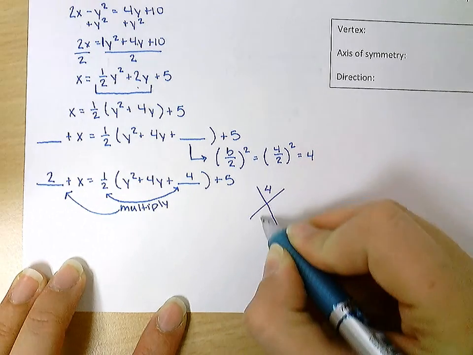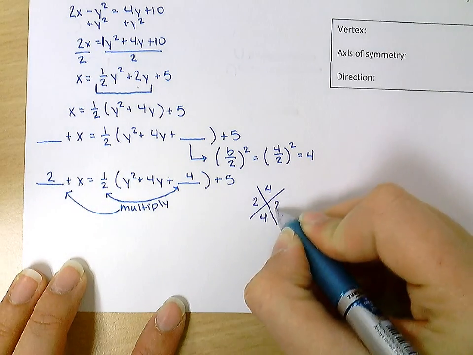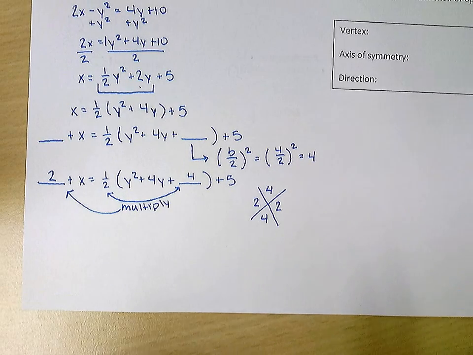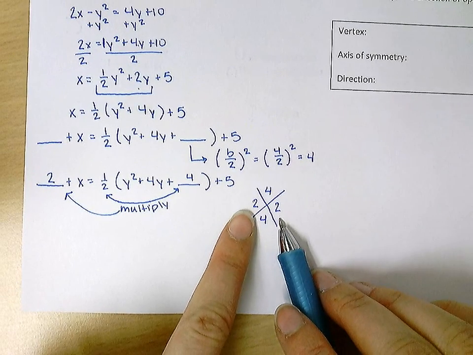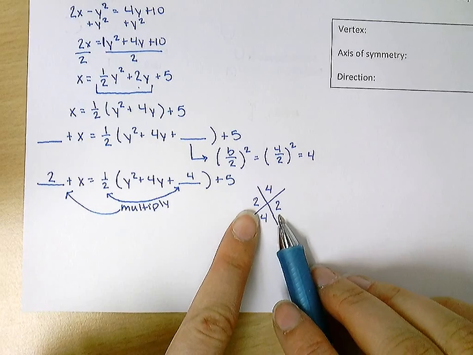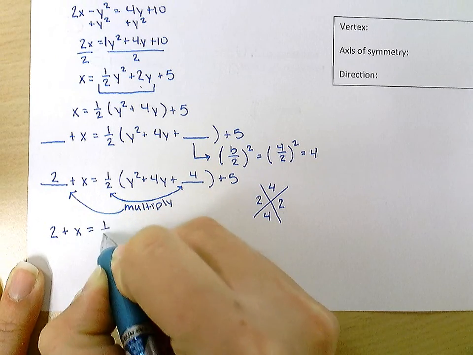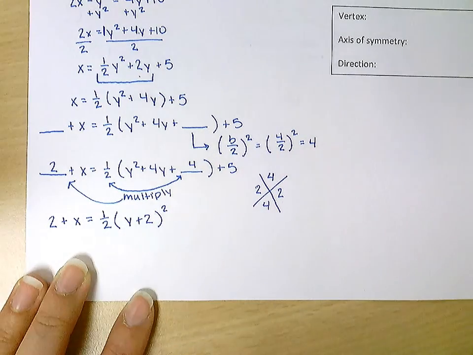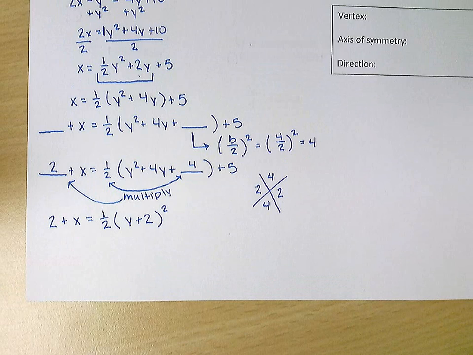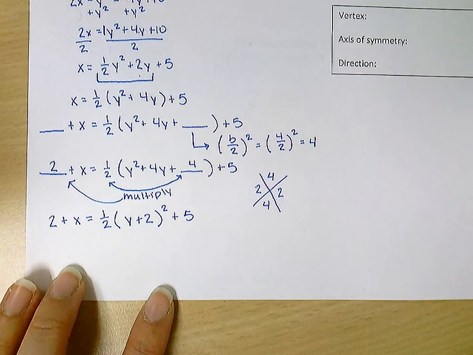Next, I want to factor what's inside of these parentheses. So what multiplies to 4 and adds to 4? Again, it should always be the same number here. That's what you're doing when you're completing the square. It should be a perfect square. So I'll have x plus 2 is equal to 1/2 times the quantity y plus 2 squared. It would factor into y plus 2 times y plus 2. That is just that quantity squared, multiplied by itself. Then we have plus 5.